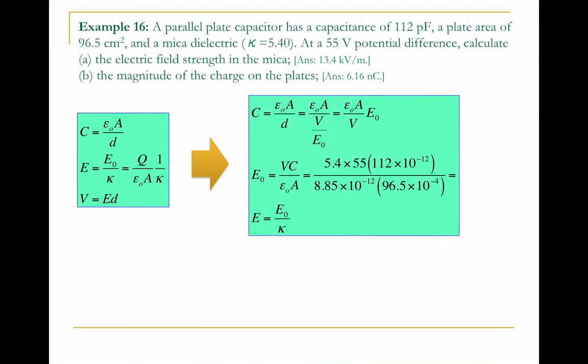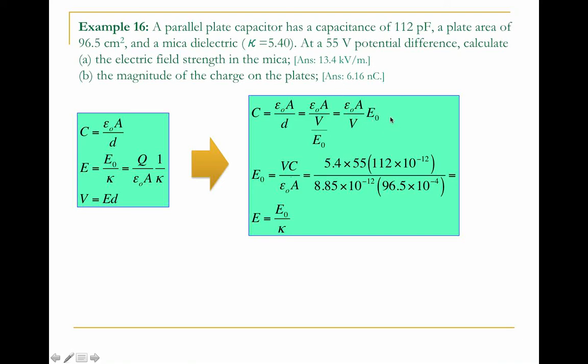magnitude of the charge. So using the formula which we know, C is epsilon A over D, and we can get D from this formula here. So D is V over E, right? And then of course E will go up, and I have C is epsilon A over E0. Okay, so he gave me C, and he gave me the area, I have it, and he gave me V, and epsilon is known.